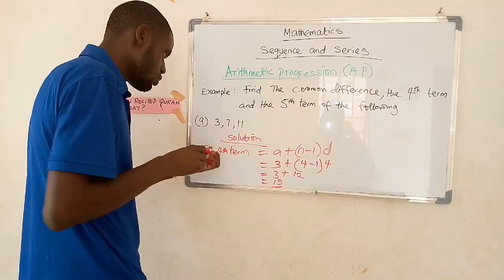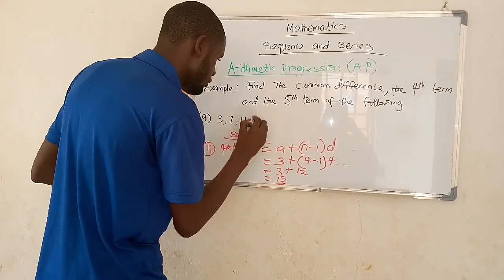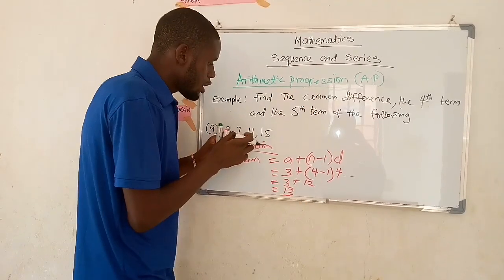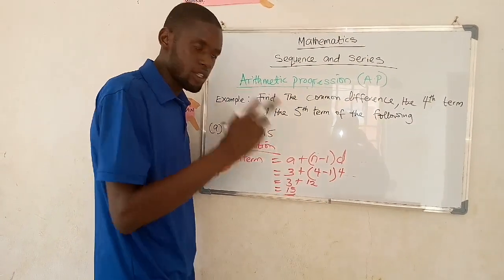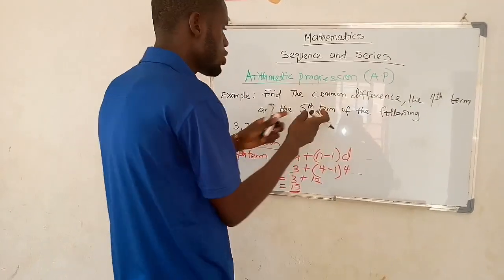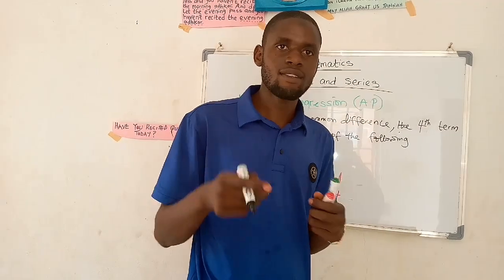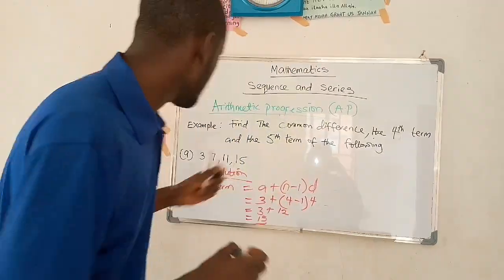Assuming we are to put, let's change the pen, we're going to put what? 15. Yes. 15 minus 11 is 4. So thumbs up, it is correct. Now you are going to do the fifth term. You solve it, try and give me your answers in the comment box. Now let's go to the next one.